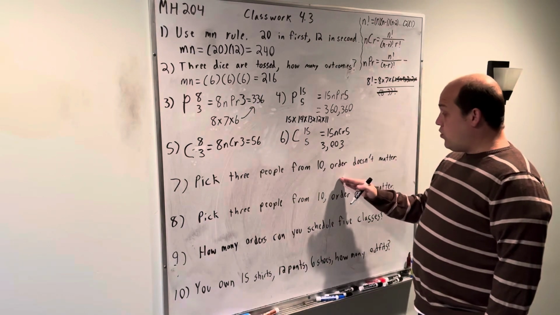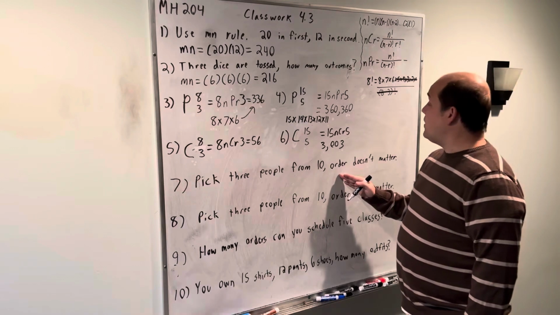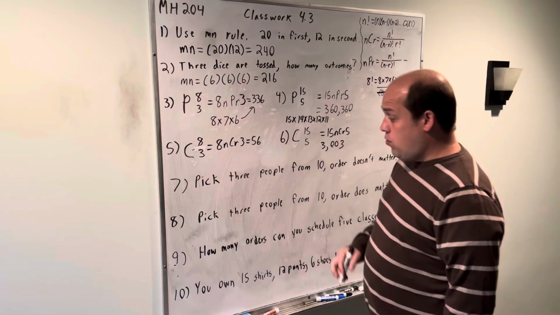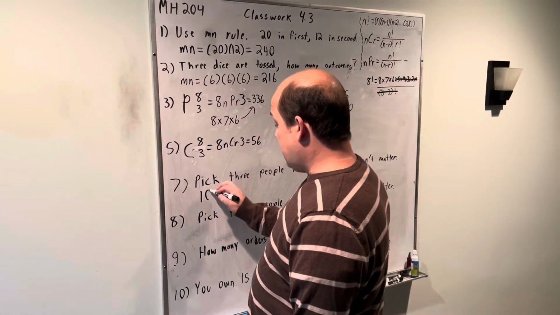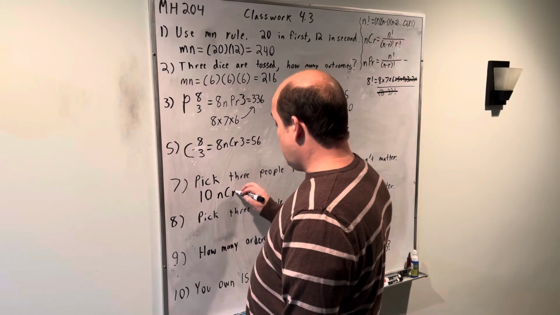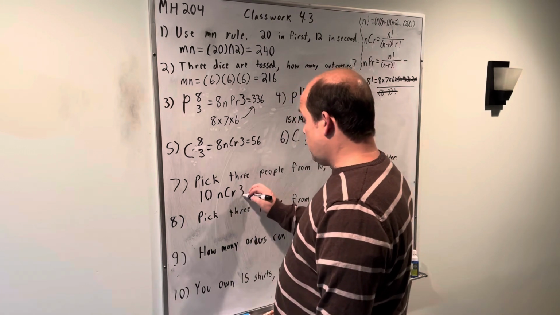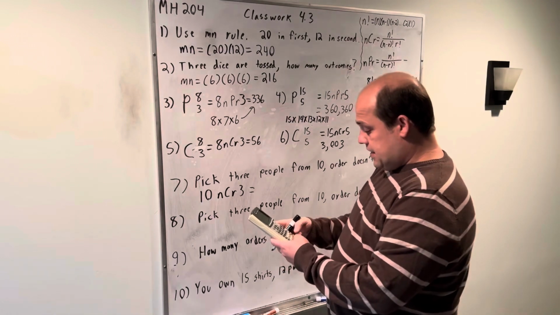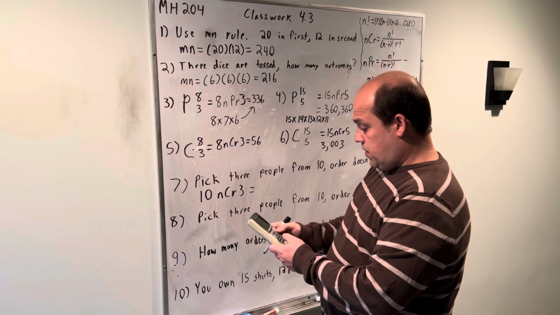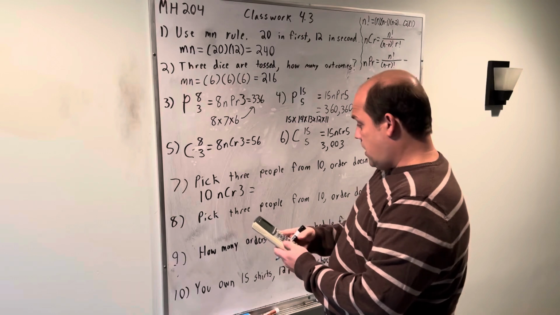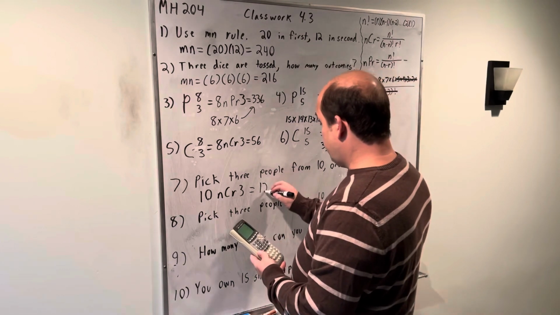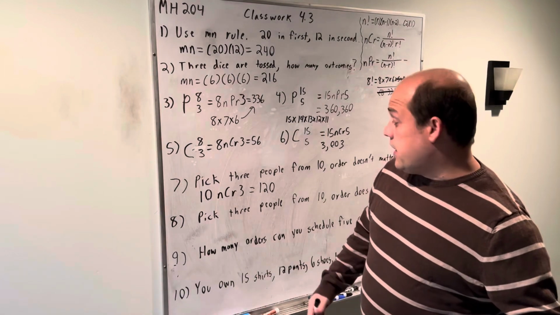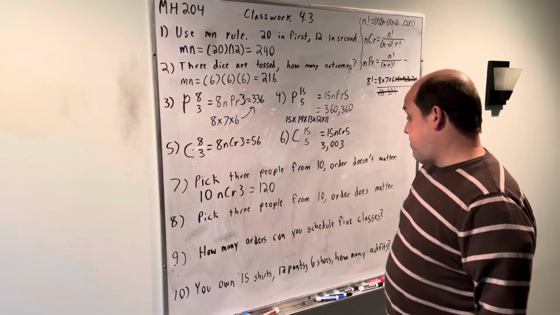So here, order does not matter. When order does not matter, I do it as a combination. Pick 3 people from 10 people. Well, that means I'm going to do 10 that I start with. Then I'm going to nCr from them. I'm going to choose groups of 3. When I put that into my calculator, 10, math, PRB, nCr 3, I get 120. There's 120 different groups of 3 that I could choose from 10 people.